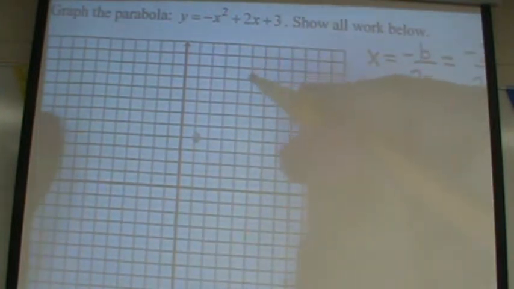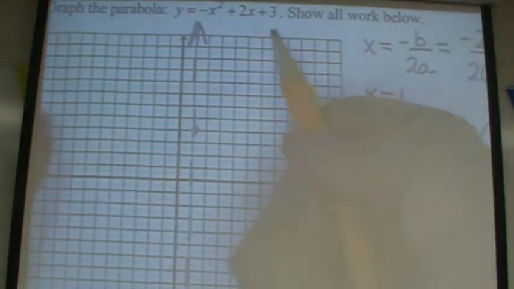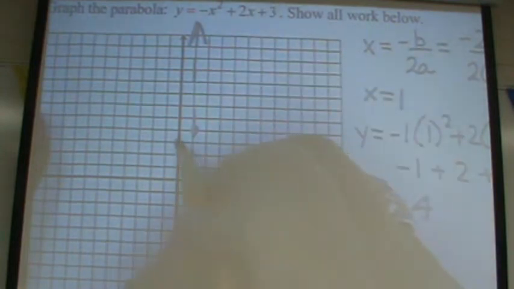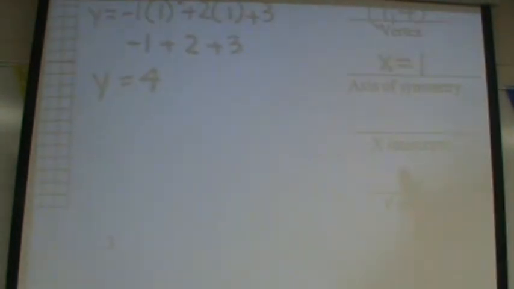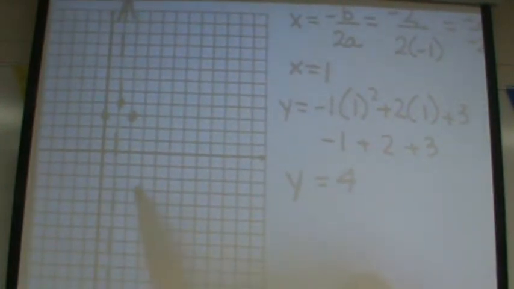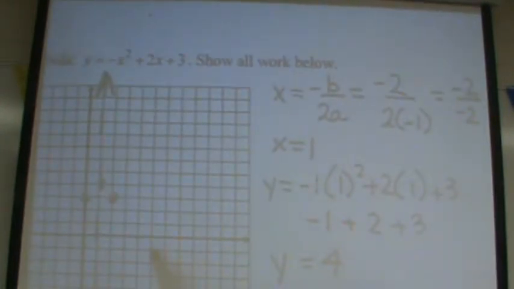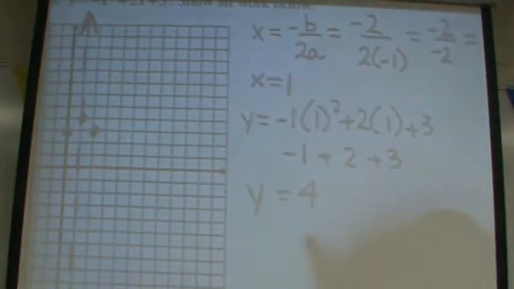1, 4 is my vertex. My axis of symmetry goes through my vertex. My y-intercept is 3, which means I have that point that's symmetrical. So 0, 3 is my y-intercept, which means this thing is going to hit the x-axis somewhere. How do I find that? I have to plug 0 in for y.